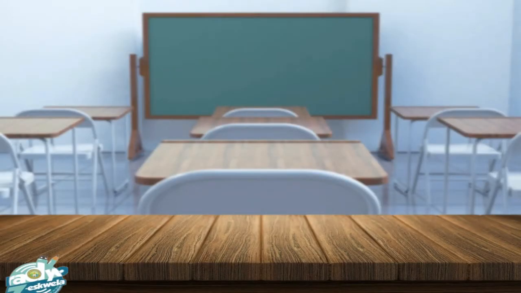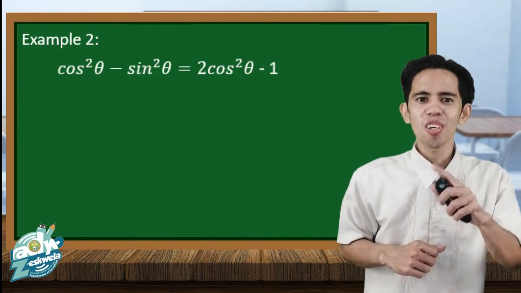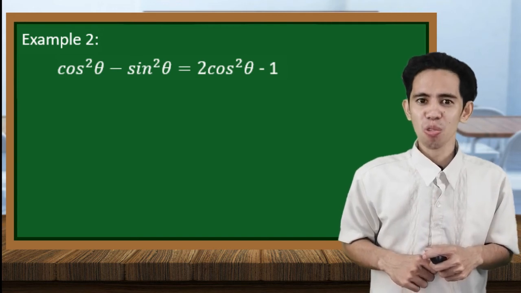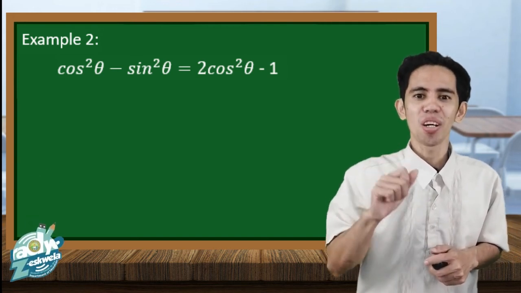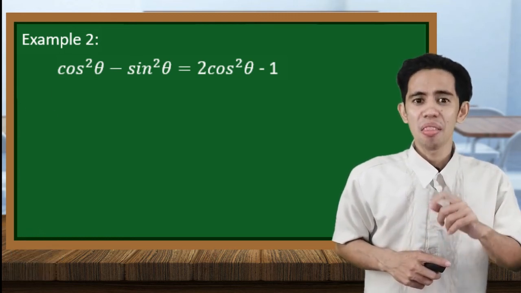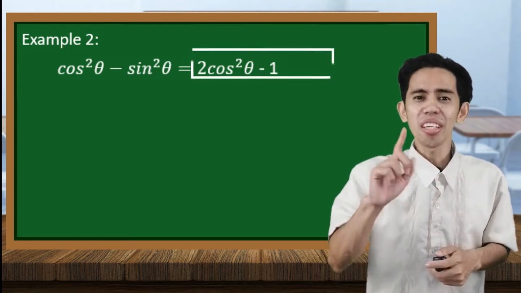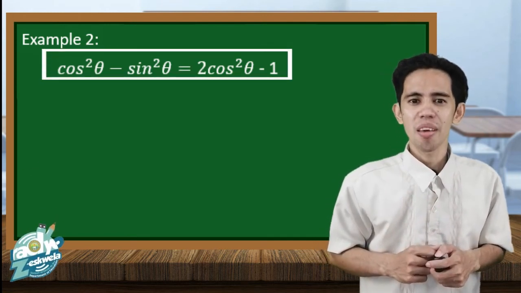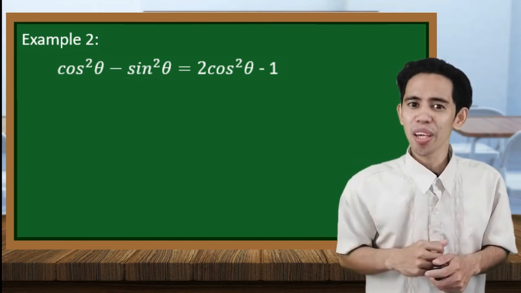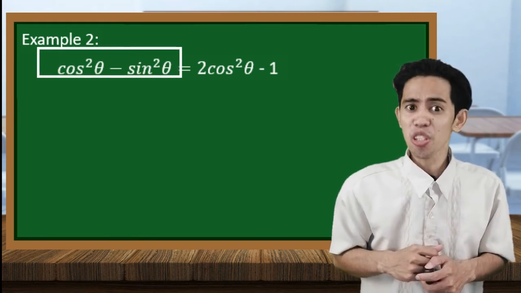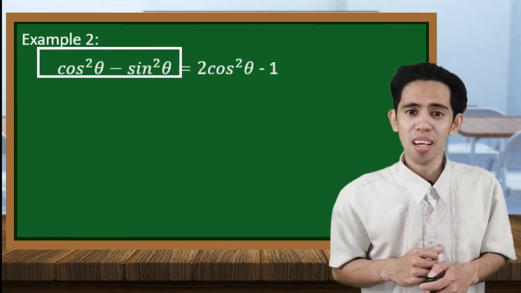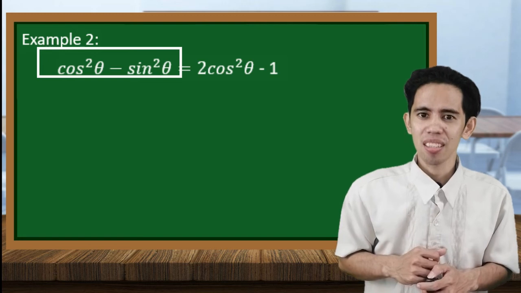We are back! Next example is cos squared theta minus sine squared theta is equal to 2 cos squared theta minus 1. In this case, you can manipulate either the left, right, or even both sides of the equation. For my example, I'm going to manipulate the left part of the equation. So in this case, our left part is cos squared theta minus sine squared theta.